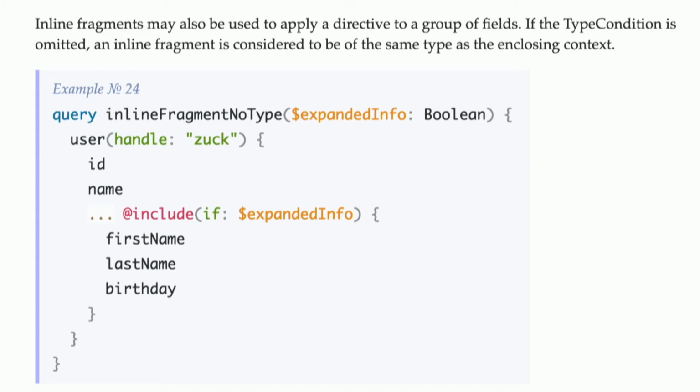This is a screenshot from the section about inline fragments, and it has an example. It explains that an inline fragment can be used to apply directives to a set of fields. It's especially useful with skip and include. Instead of duplicating skip and include on every field, you can just group them inside an inline fragment and apply the directive to all of them at the same time.